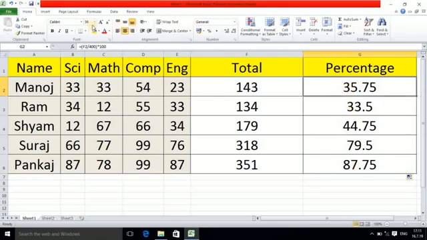For that you have to use the formula like that. Here the total mark, meaning the actual mark whatever you got, divided by the total subject marks, multiplied by 100. So this is the formula for getting the percentage.